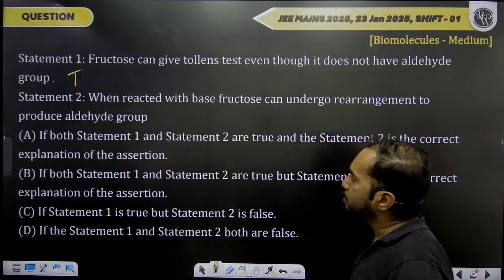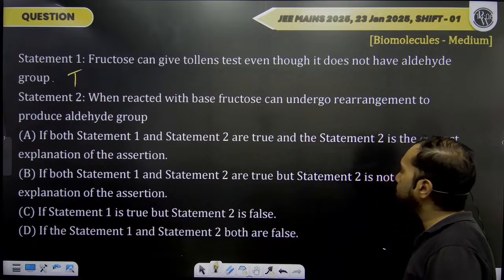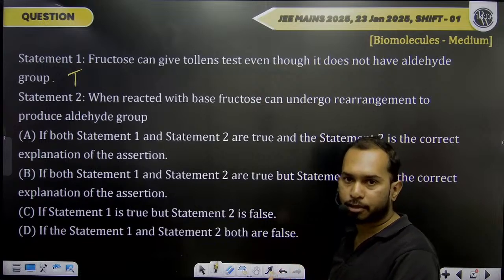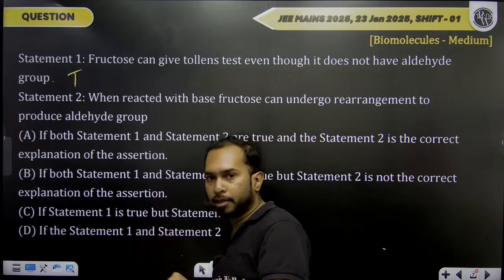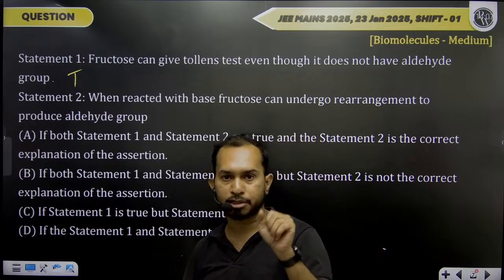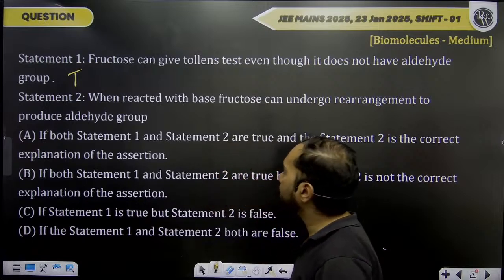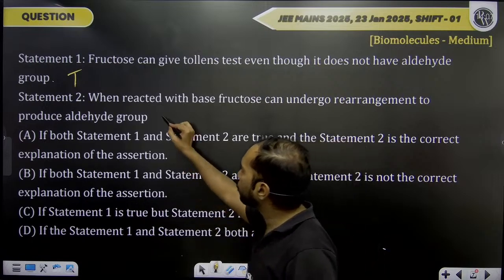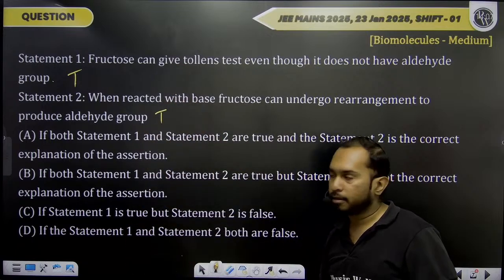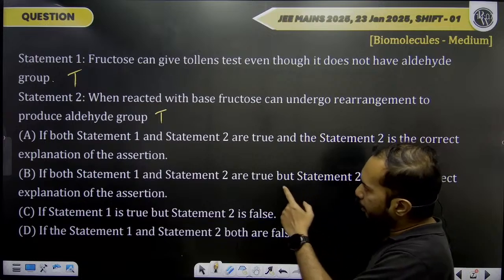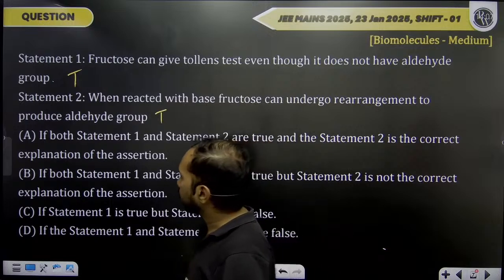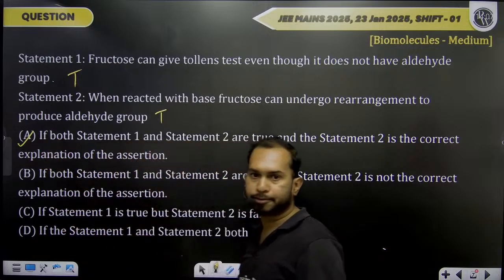Statement 2: when reacted with base, fructose can undergo rearrangement to produce aldehyde group. That's exactly what I was talking about. In basic medium, the fructose will convert into the C2 epimer of glucose, which means the main functional group will be aldehyde. So statement 2 is also true, and statement 2 is basically the reason for statement 1 also. Both statements are correct, and statement 2 is the correct reason for statement 1. So the correct option will be option A.